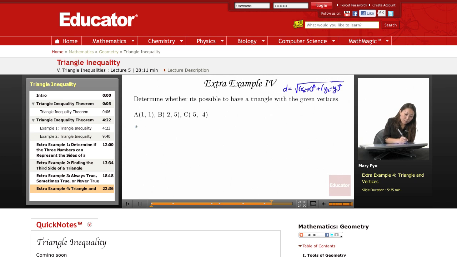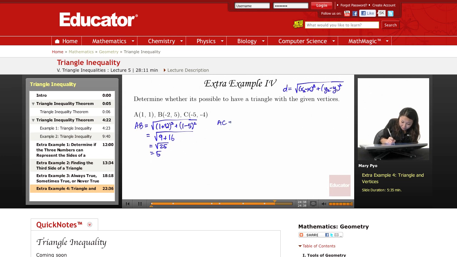So let's say the distance between AB first. So AB, you're going to have 1 minus negative 2 squared plus 1 minus 5 squared equals, here, this becomes a plus, that's 3 squared, that's 9, plus, that's negative 4 squared, that's 16, which equals the square root of 25, which is 5.